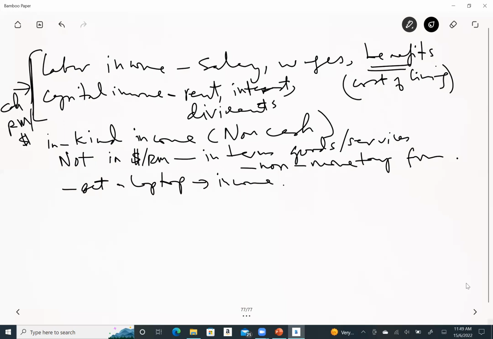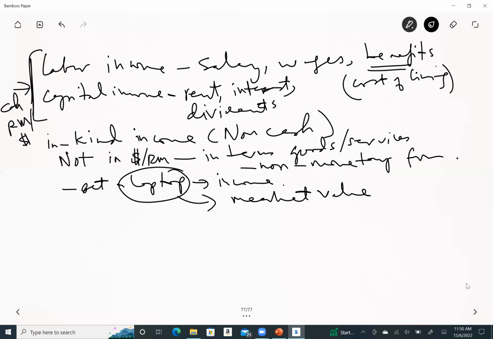Because you earn it, okay? Somebody gives it to you, or you get it. So how do you measure that income? You have to measure it in terms of some measurement. So in economics, normally we will go by the market value. So what is the market value of that laptop?